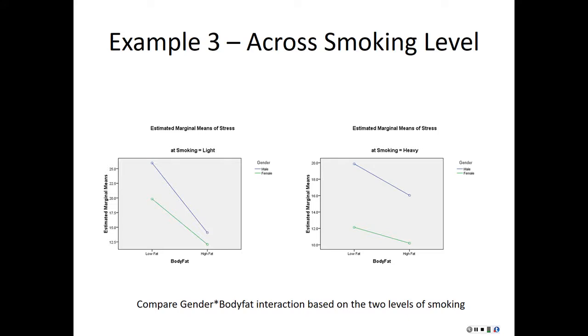Or you can look across smoking levels. So here's the light smoking condition, here's the heavy smoking condition. If this was supposed to be parallel, it would go like this. So in the low fat, the males actually benefited more from the light smoking. It's like a reverse thing. Instead of affecting the females more, males benefited more from that condition. And then if this was supposed to be parallel, the males again had more benefit even in the low-fat condition, even in the heavy smoking.